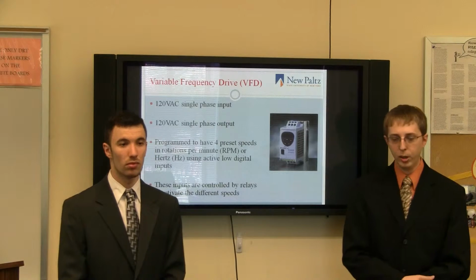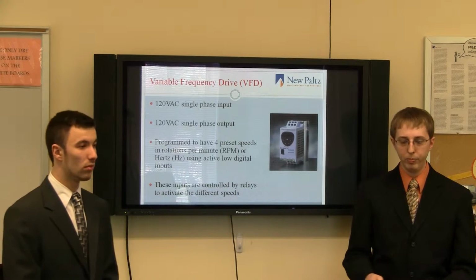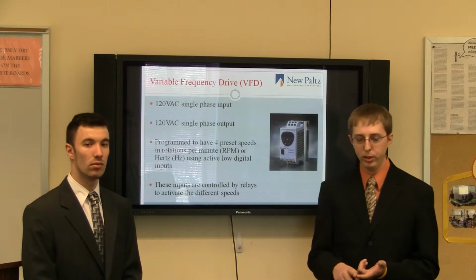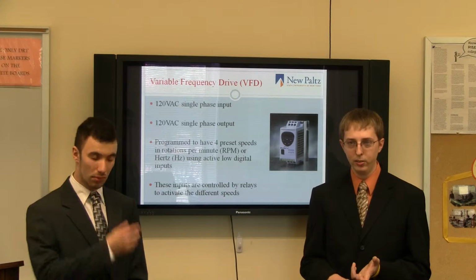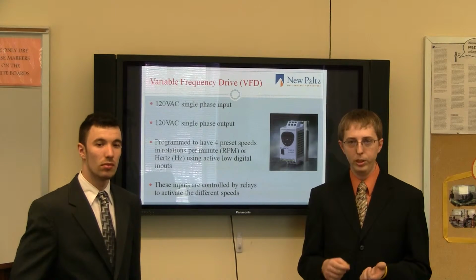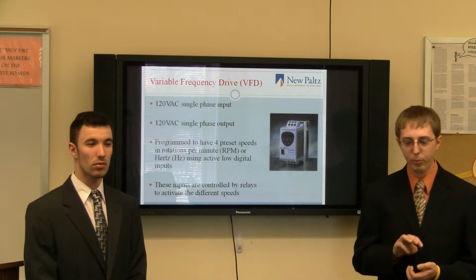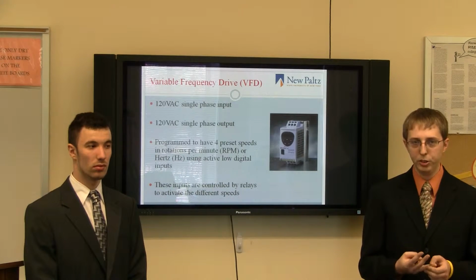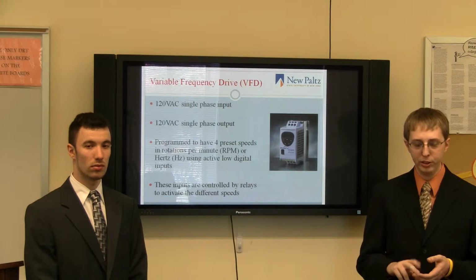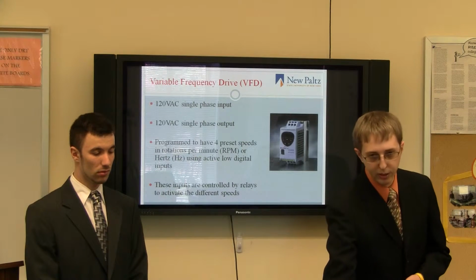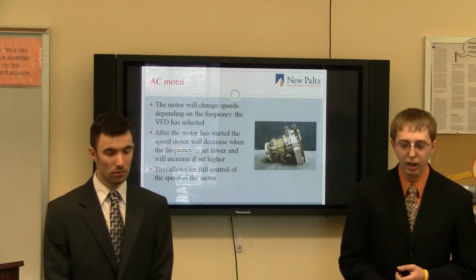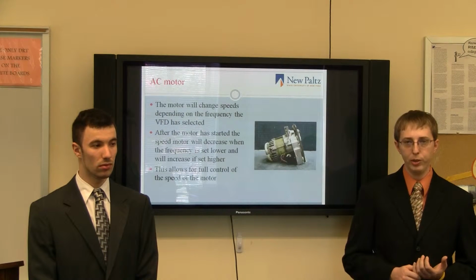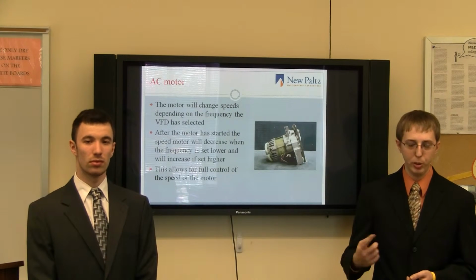And we do that using a variable frequency drive. This drive particularly that we got takes a 120 VAC input and then outputs 120 VAC. And we set up the drive in order to have 4 preset speeds, and we can do that using a 3-wire system. 1 wire is to turn it on and off, and the other 2 wires to adjust the speed. And we control those by using the relays. And by doing so, we would change the speed of the motor. By adjusting the frequency, you can make it go faster or slower.